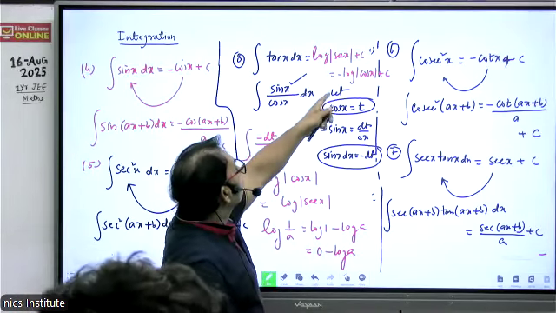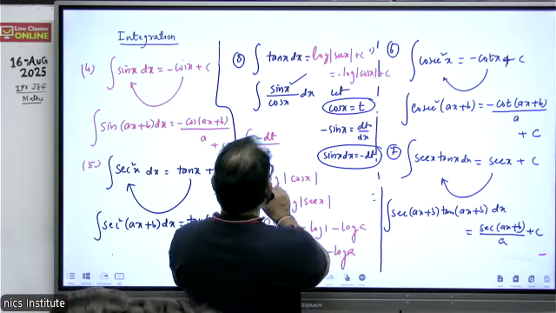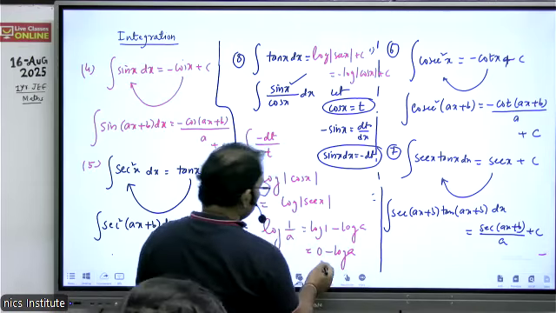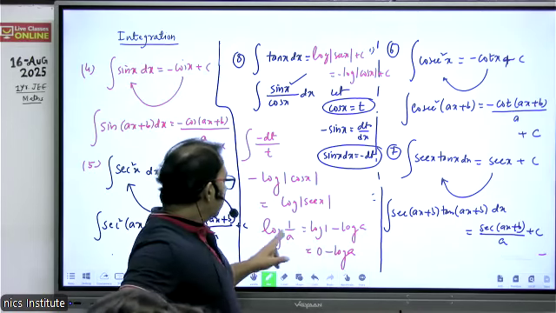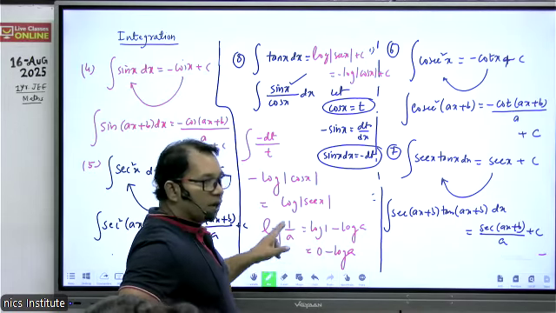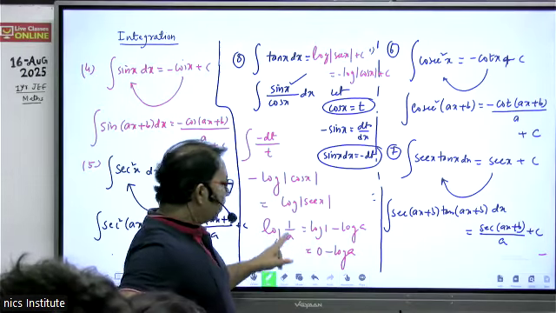Minus log cos x. It's minus log cos x. This will use a property of log. Minus log a is log 1 by a. So minus log cos x will be log 1 by cos. So 1 by cos is sec.